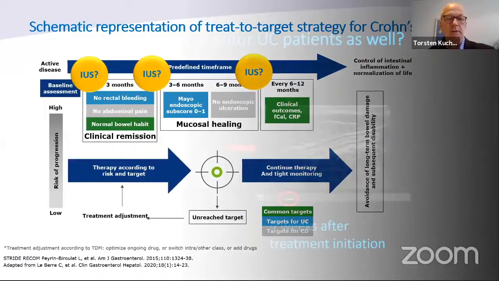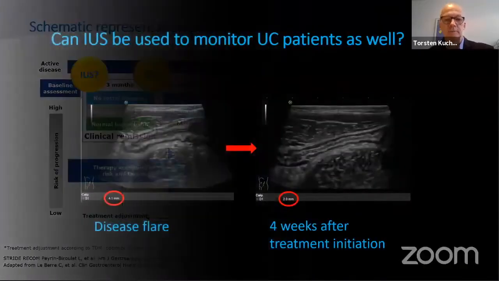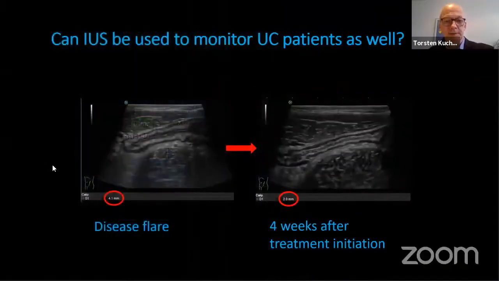And the question is, can we also use it in our ulcerative colitis patients? This is an example here of a patient with ulcerative colitis with thickened bowel wall, thickened mucosa, and hypoechoic here, the submucosa, which correlates with edema in the submucosa. And this is 4 weeks after treatment initiation with a TNF antibody, and you see it went completely back to normal.